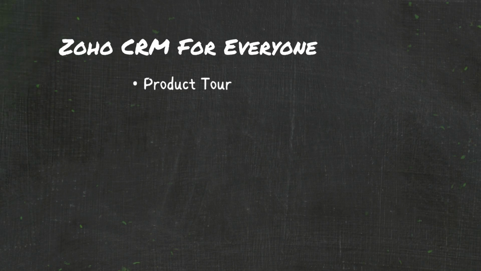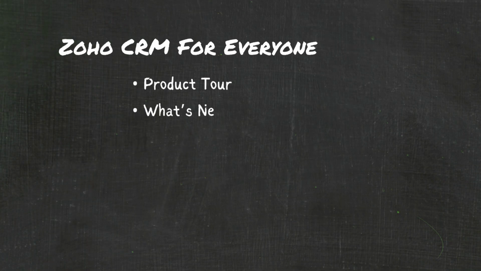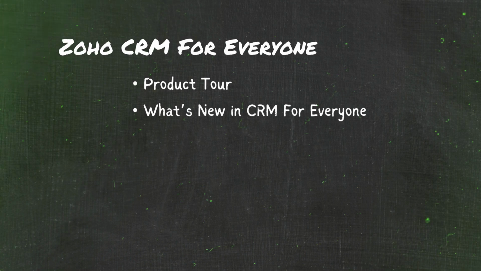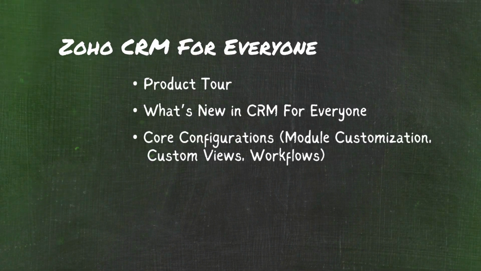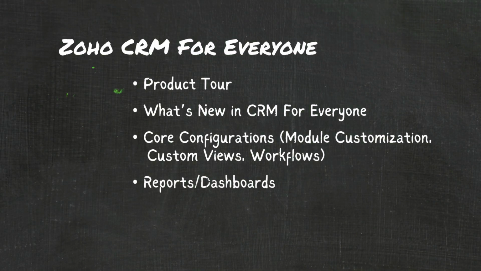So we're going to go through a handful of different sections here. First, we're going to go through a product tour where I'm just going to show you where everything has moved to, how to access some of those core areas, what the different records and modules kind of look like on the platform. Next, we're going to go into some of the specific new features that are included in CRM For Everyone. After that, we're going to jump into some of the core configurations that we as a partner oftentimes use for our clients. As you likely know, there are a ton of options and configurations. I'm going to hone in on a few of the core ones that we use in like 95% of our implementations. Next, we're going to take a look at reports and dashboards. And then last but not least, we're going to round it out with integrations.